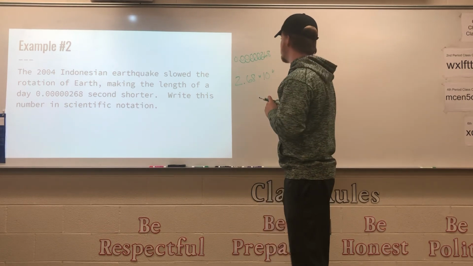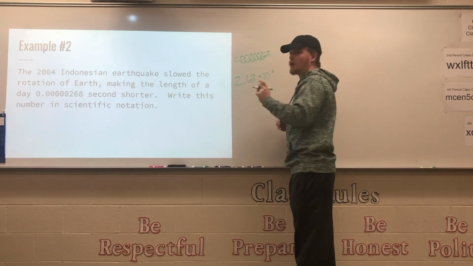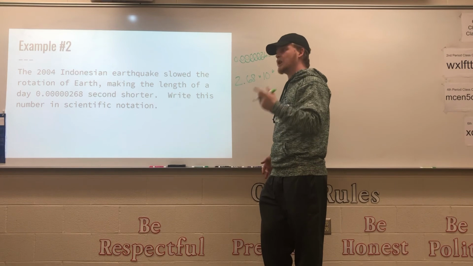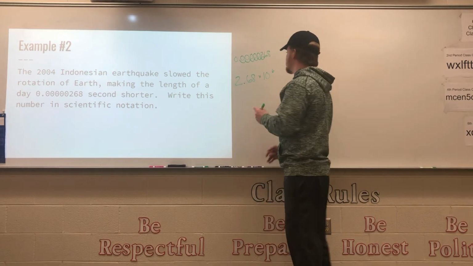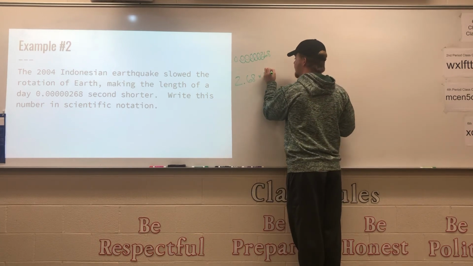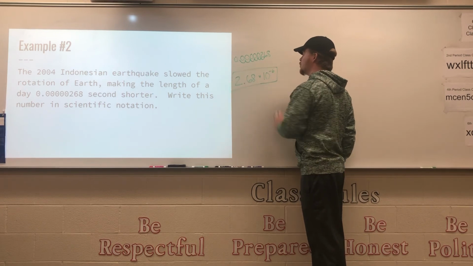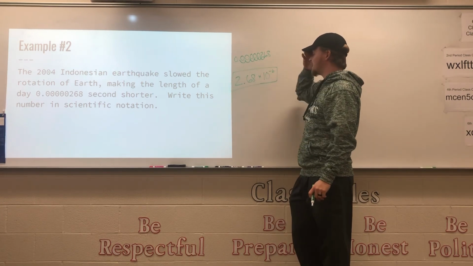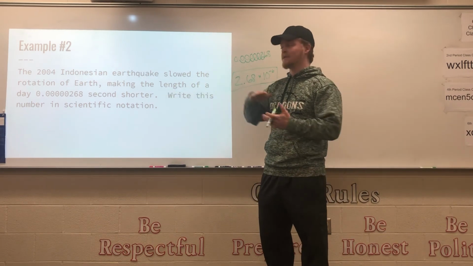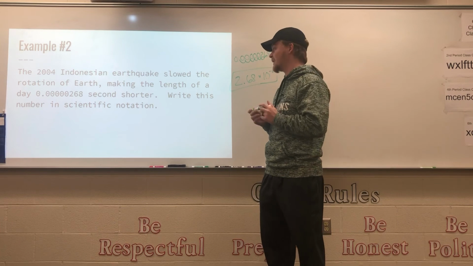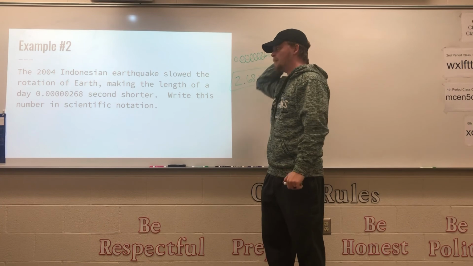So as you can see, 0.0000268 is a very small number. That is between 0 and 1. So, since it's between 0 and 1, I have a negative exponent. So, 2.68 times 10 to the negative 6 would be your answer. You have to make sure you pay attention to if it will be a positive or negative exponent. It should be pretty easy because if it's a very, very small number, it's a negative exponent. If it's a very, very big number, it's a positive exponent. So negative exponent for very small, positive exponent for very big.